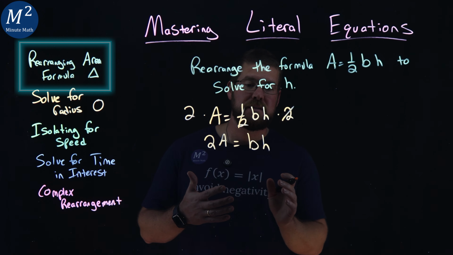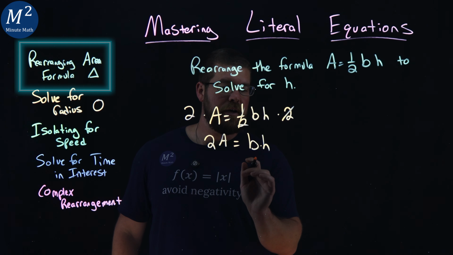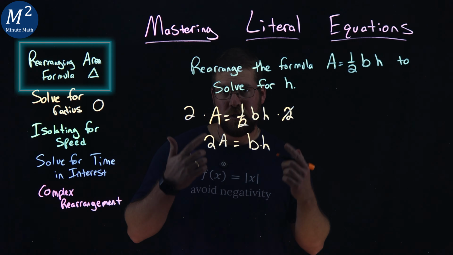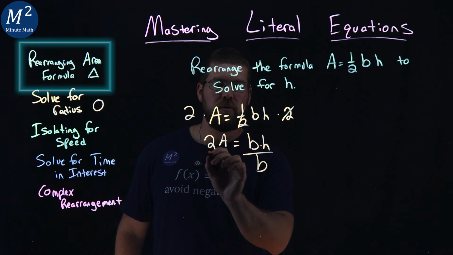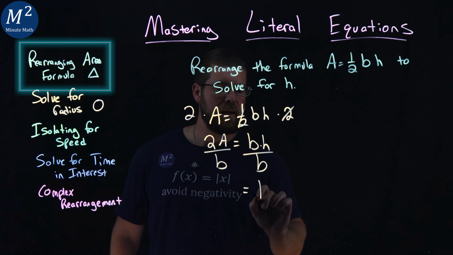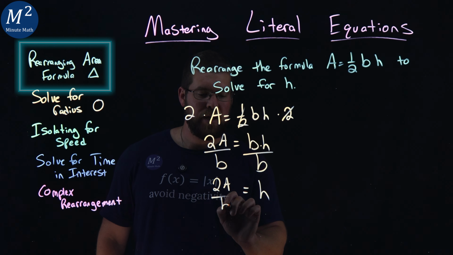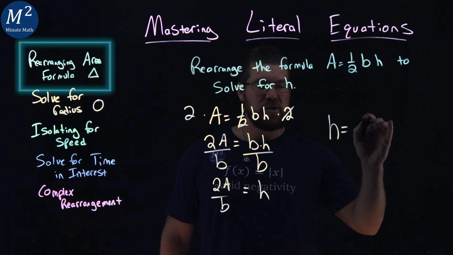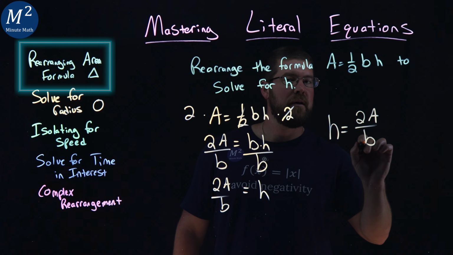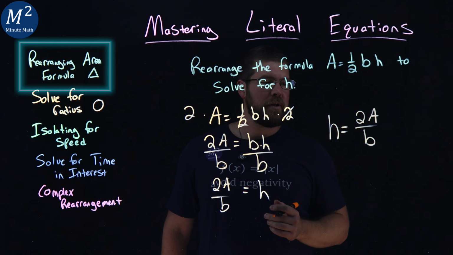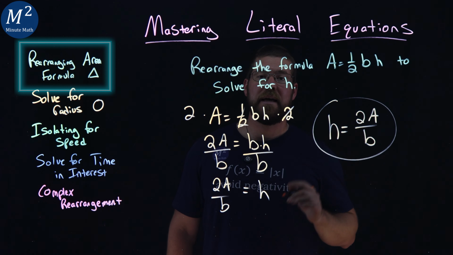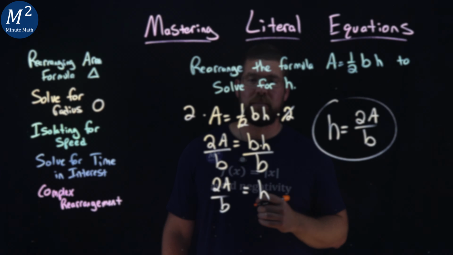Now, I still want to get H by itself. So I have multiplication here, B times H. Opposite multiplication, division. Divide both sides by B. H is now by itself, and it's a 2A over a B. And so H is equal to 2A over B. And we've solved for H in our formula here, and we got H equals 2A over B.